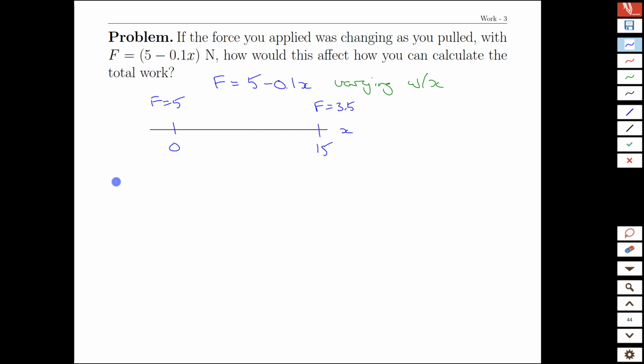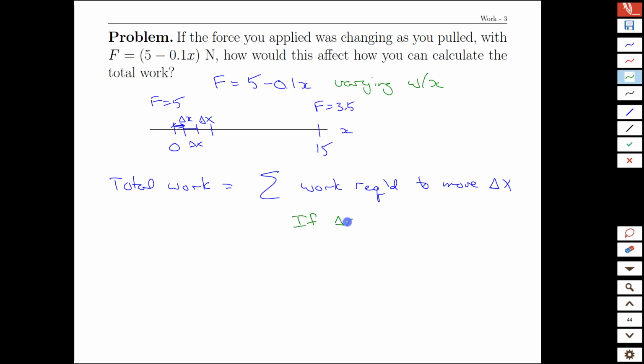So how are we going to get a total work out of this? Well, what we're going to do is build a little sum, and figure out the work required to move, well, what would be a nice increment of movement? Hey, how about delta x? We're going to move a little bit, delta x. Then we're going to move delta x again. Then delta x again. And how does that help us? If delta x is small, then if you look at the force calculation, if I'm only moving from here to the next door neighbor point, the force is basically 5 newtons for that whole thing.